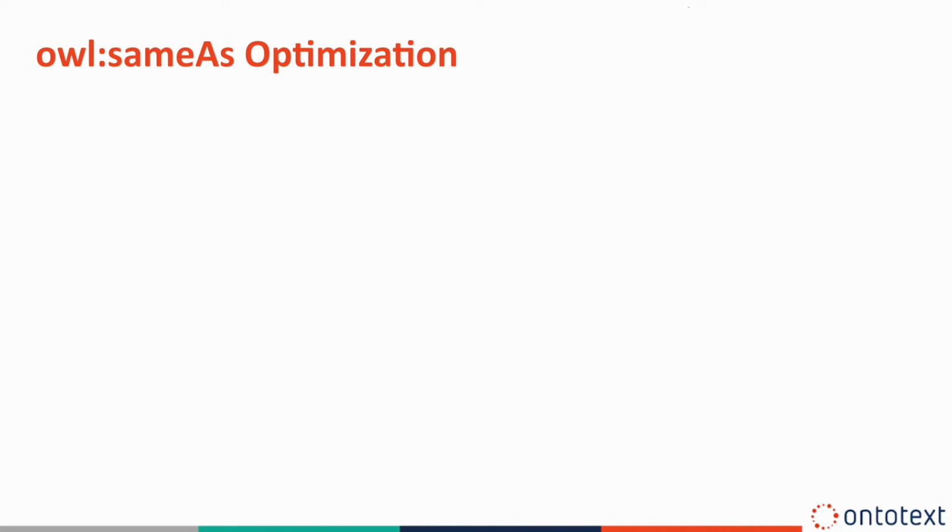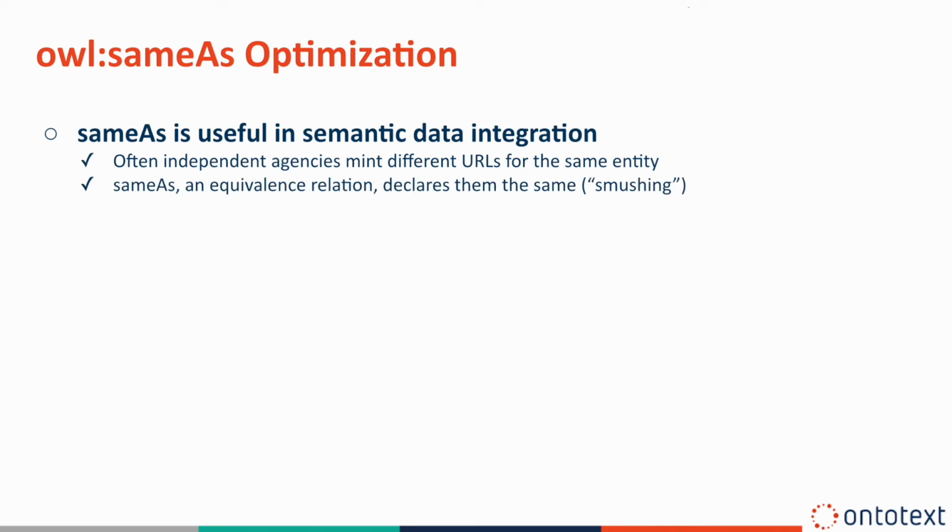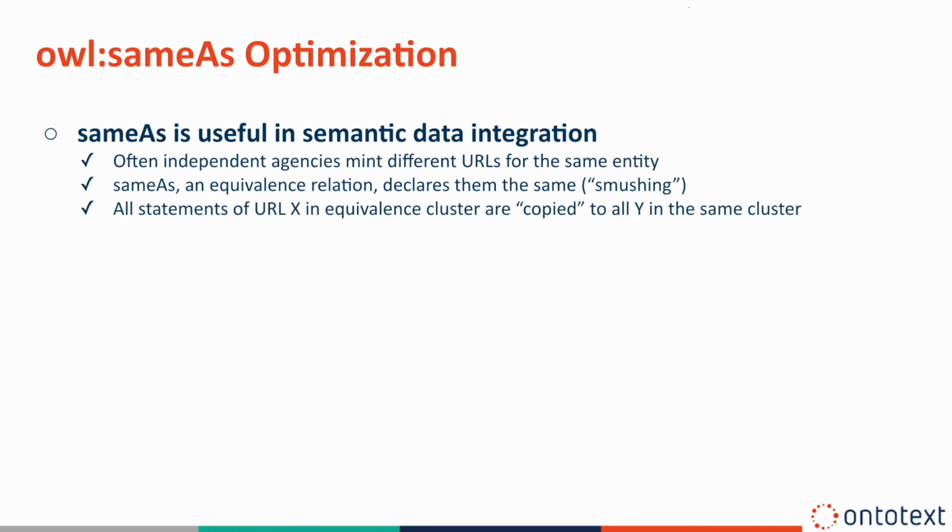To make an OWL sameAs optimization, you need to consider the following. SameAs is useful in semantic data integration. Often independent agencies mint different URLs for the same entity. SameAs, an equivalence relation, declares them the same, smushing. All statements of URL X in an equivalence cluster are copied to all Y in the same cluster.